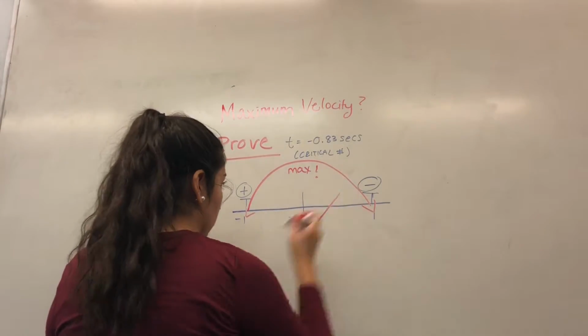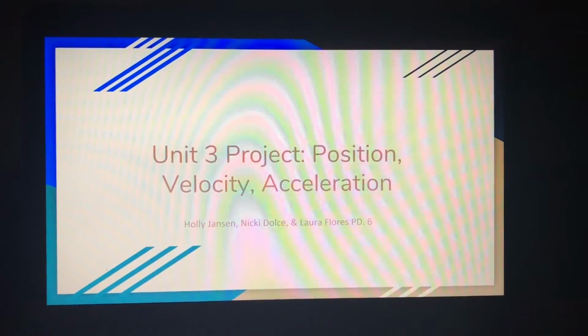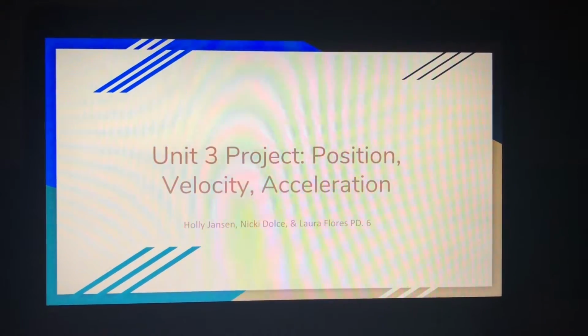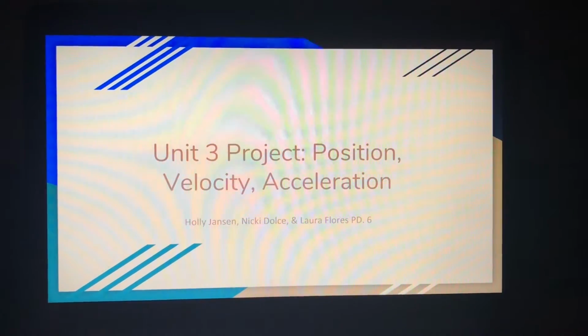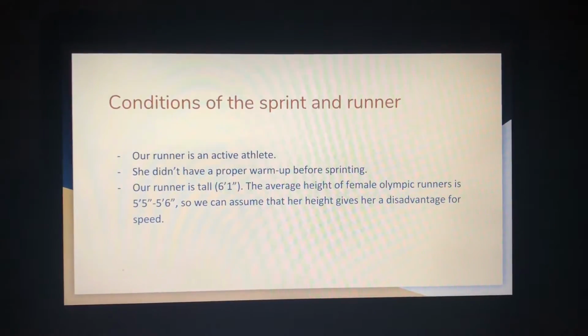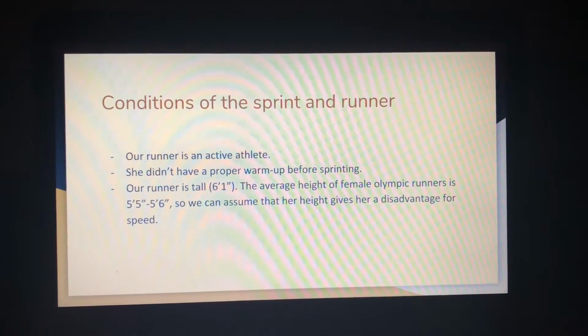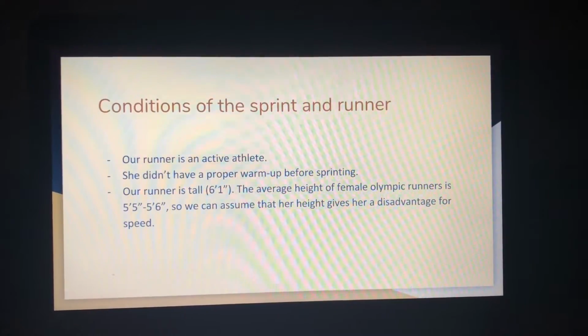Unit 3 project. Position, velocity, acceleration. The group members are me, Nikki, Laura, Holly. Conditions of the sprint and runner. Our runner is an active athlete. Our runner is Holly, by the way.